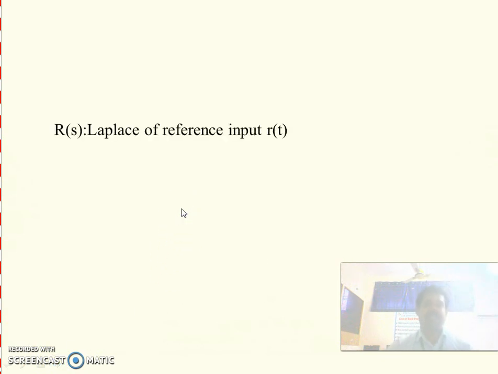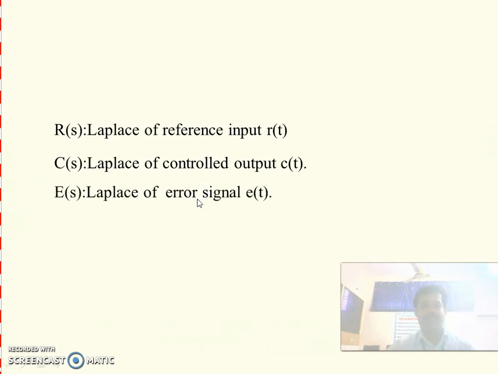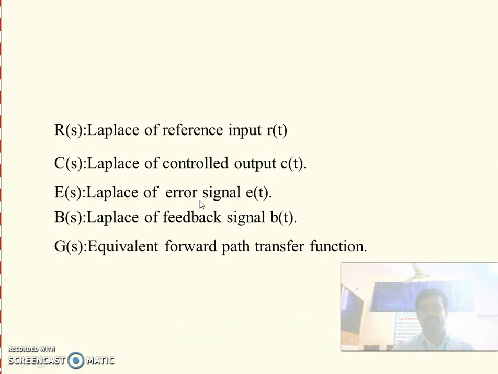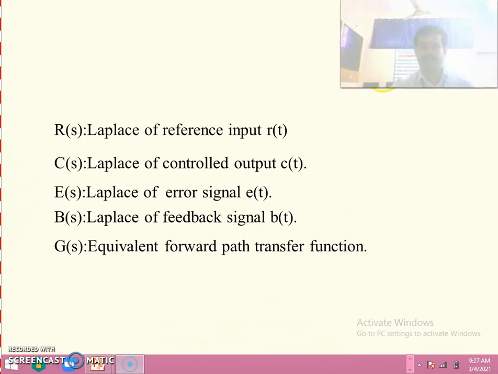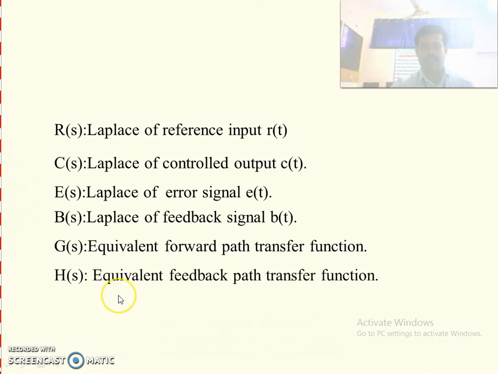Now R(s) is nothing but the Laplace transform of input R(t), and C(s) is nothing but the Laplace transform of controlled output C(t), and E(s) is equal to the Laplace transform of error signal E(t). B(s) is equal to the Laplace transform of feedback signal B(t). G(s) is nothing but the equivalent forward path transfer function. Then H(s) is nothing but the equivalent feedback path transfer function. Okay. So what is G(s)? Equivalent forward path transfer function, and H(s) is nothing but equivalent feedback path transfer function.